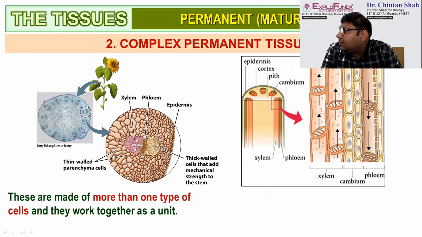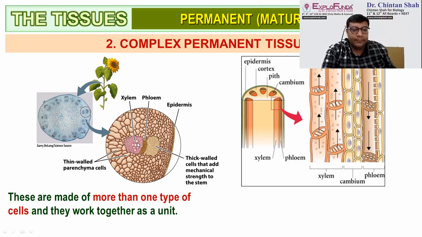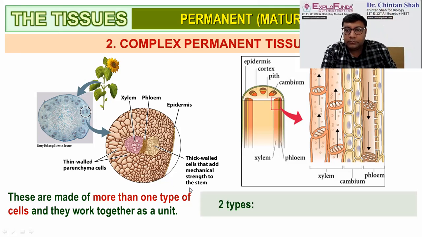Do you know about that? What is the function of the xylem and phloem? Xylem is just transporting water and minerals, and phloem is transporting the food material. That's it. Okay. There are two types: one is xylem, another one is phloem. So you can see xylem and phloem running parallel just like pipes in this structure. Can you see that? In between them, there is a cambium.